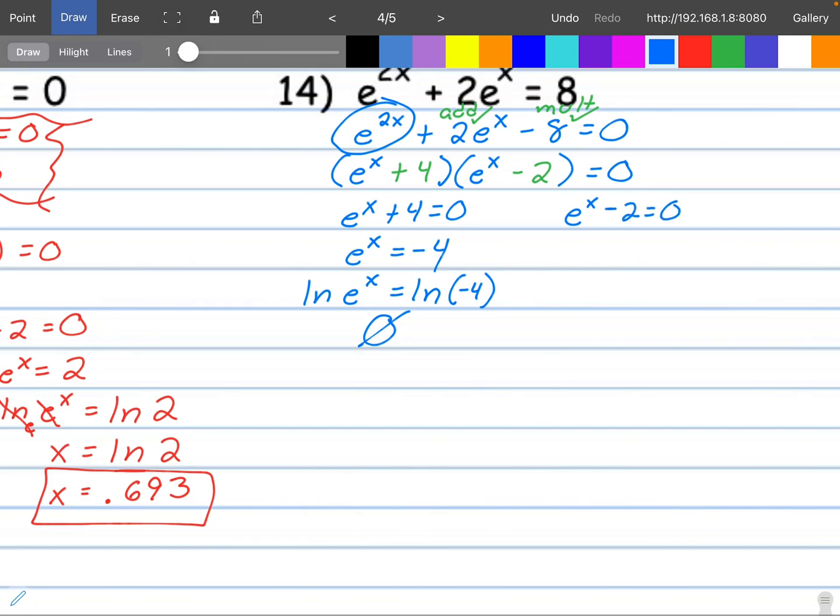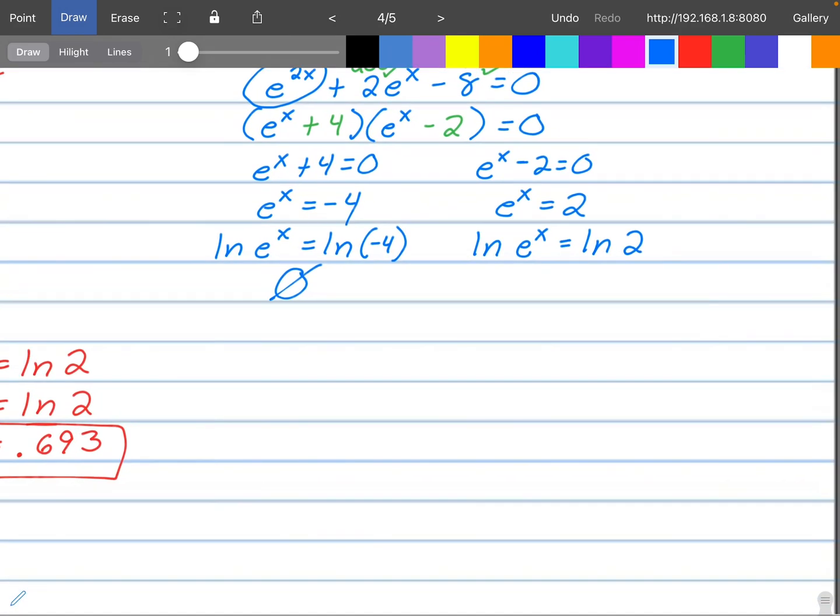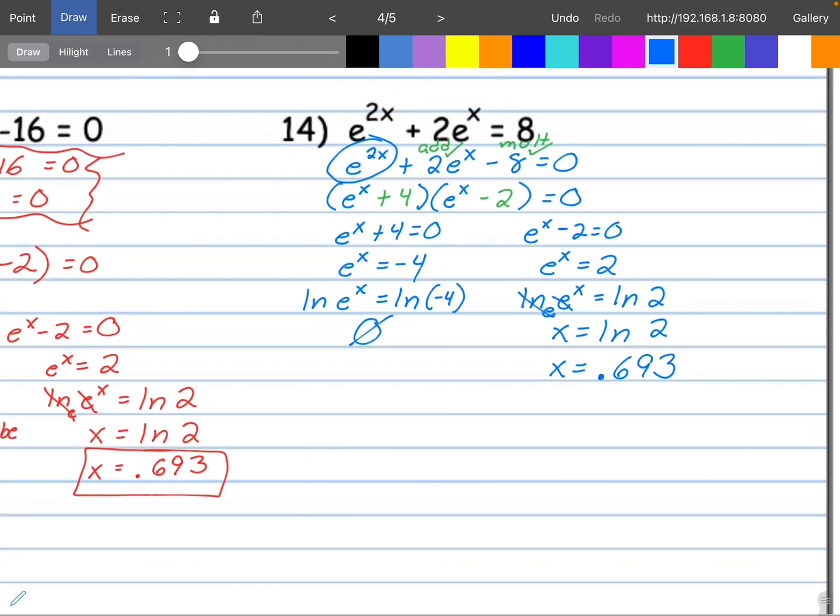If we have e^x - 2 = 0, then that gives me e^x = positive 2 because we add that 2 over. Do our ln on both sides. And if we've noticed, this comes out to be the same thing as the last problem. So those cancel, leaving us with x = ln 2, and ln 2 equals the same thing here that it did in the last problem, 0.693.